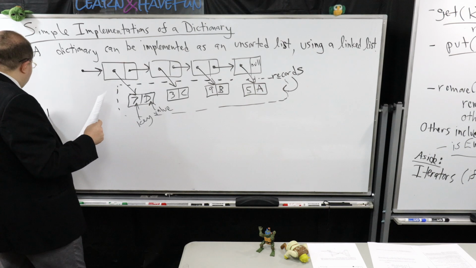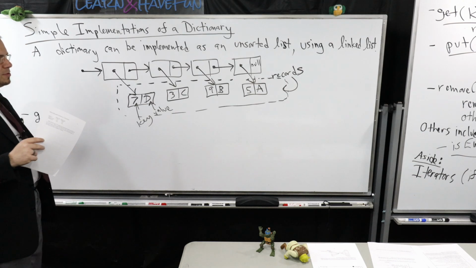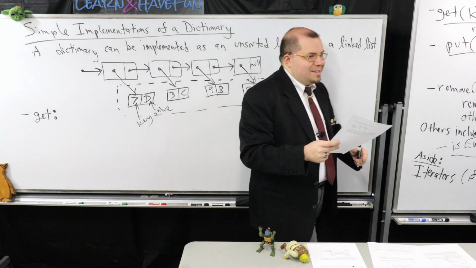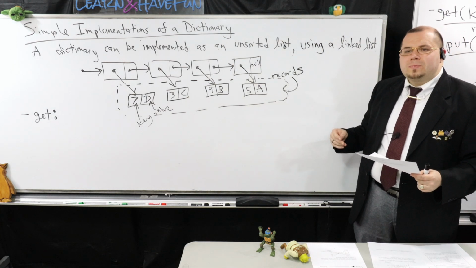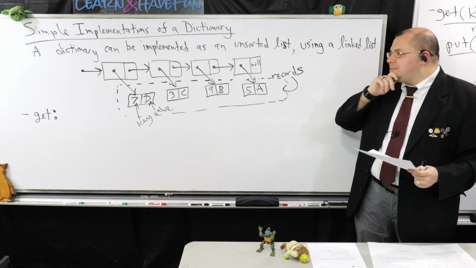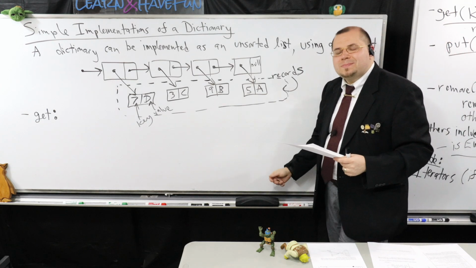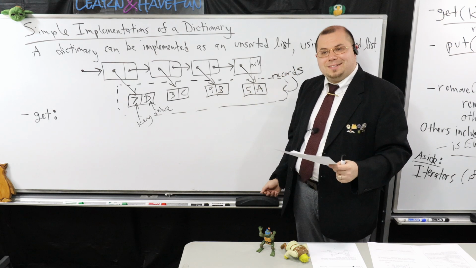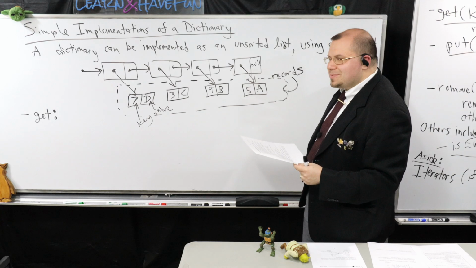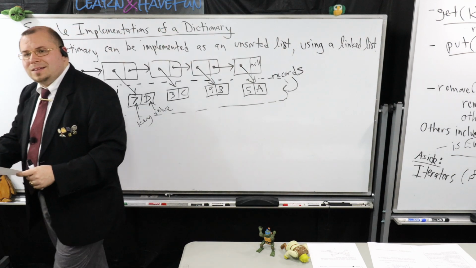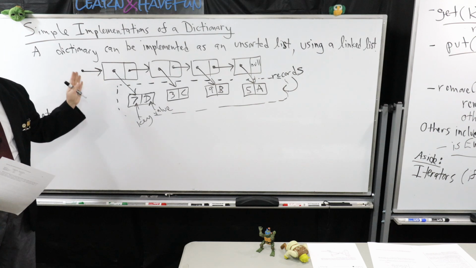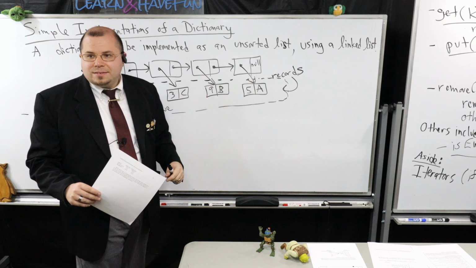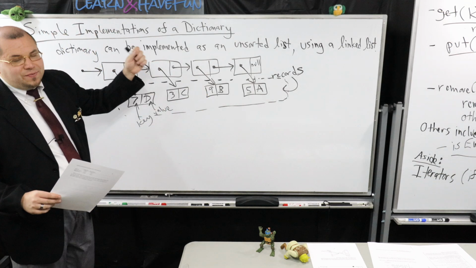So let's think about get first. Can somebody tell me what you can do, say if I give you a key, and I want to find if that record exists in the dictionary? What can I do with this linked list if I want to find that? You just search through it, right? You just traverse the linked list. Perfect, everybody, perfect. So you just traverse through the linked list, and if you find it, you just return its value, right?